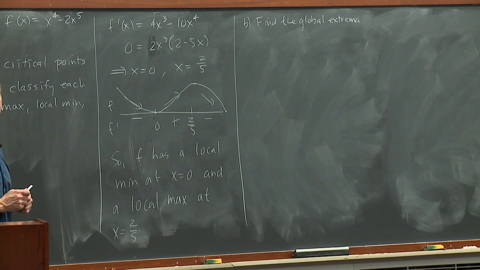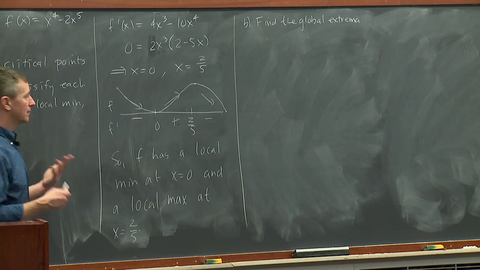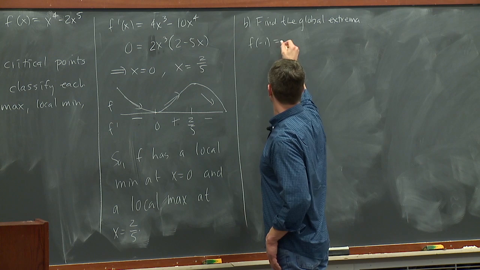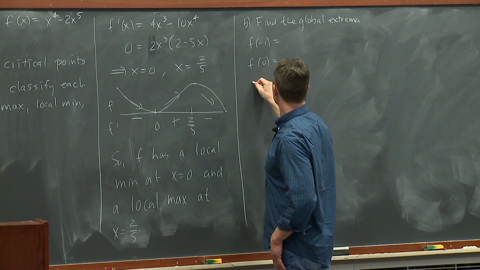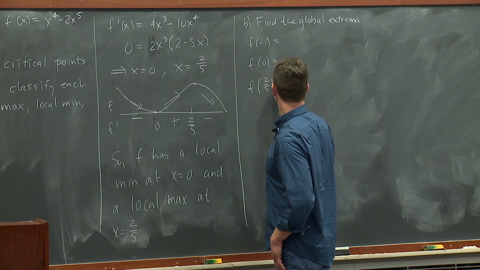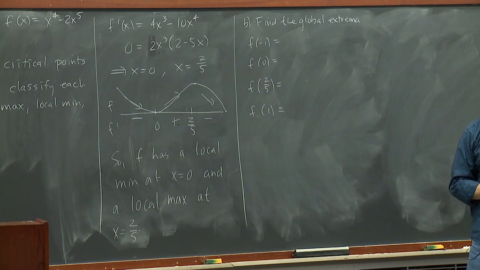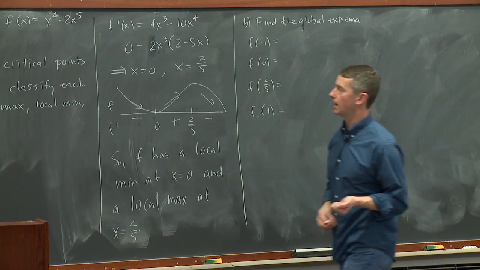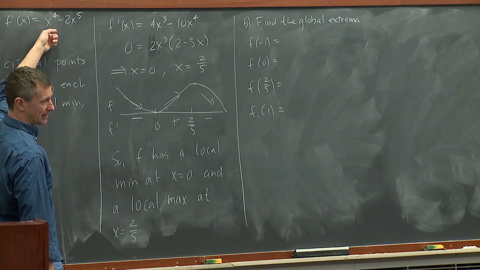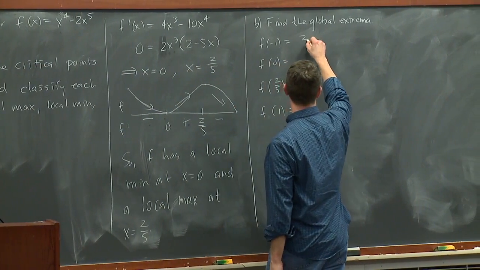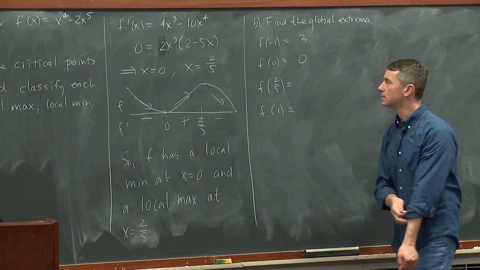So we plug into what? F, F prime, or F double prime? Plug into F. We want to know the actual values of the original function F. So we want to figure out what F of -1 is, F of 0, F of 2/5, F of 1. We're plugging into the original function. F of -1, we're going to take -1 to the 4th, which will be +1, minus -2. So I think F of -1 will be 3. F of 0 is 0.